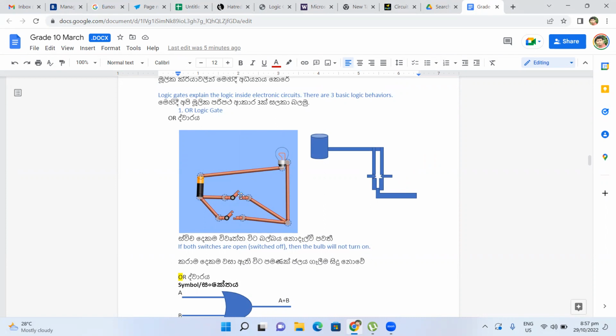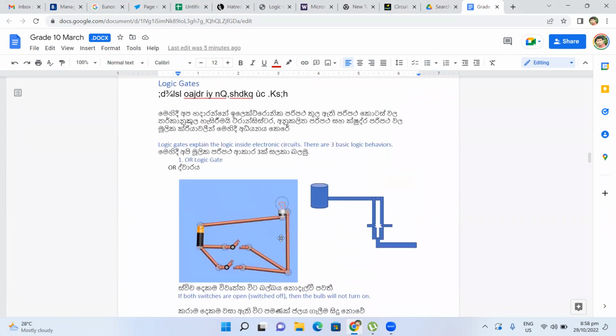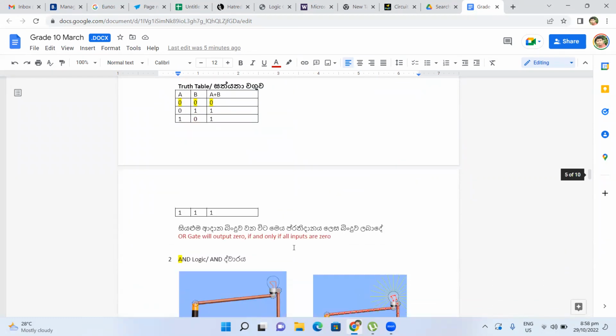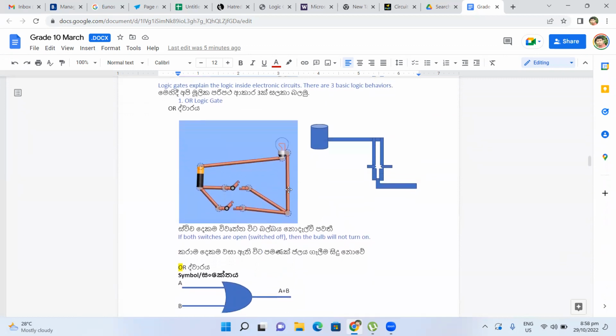Here also, if both are open, the bulb will not work. But if one of these or both are closed, the bulb will work. Right? That is the nature. Then you can explain the same situation like this: if both switches are off, the bulb will not turn on. So what is the logic explanation there? You can say if all inputs are 0, the output will be 0. This statement was not there in the previous one. They have just mentioned if either input, but just write down this statement too.